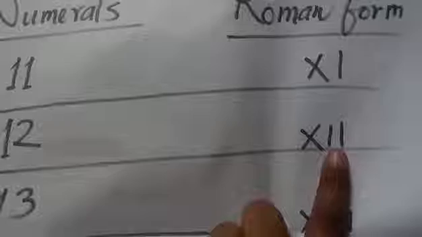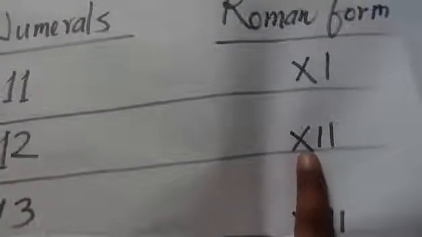12 is 10 plus 2. 10 is written X and 2 is written II. So 12 is written XII. 13 is 10 plus 3. 10 is written X and 3 is written III. So 13 is written XIII.